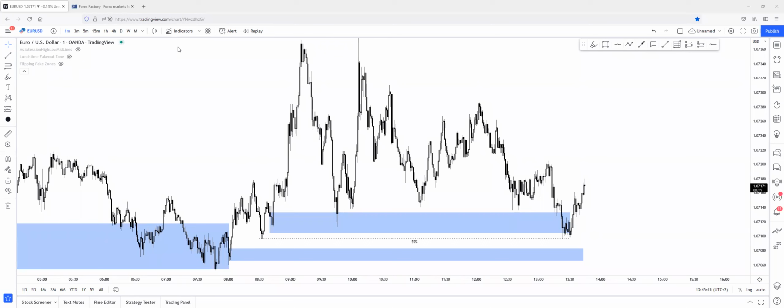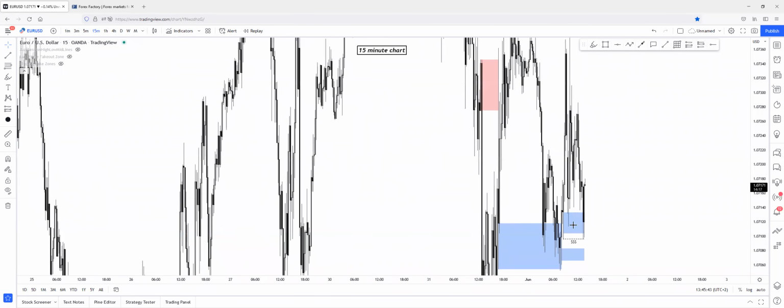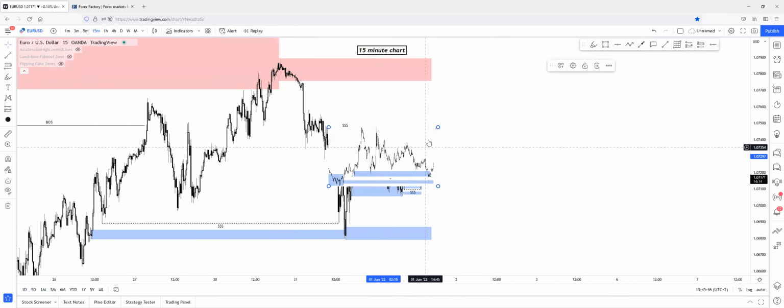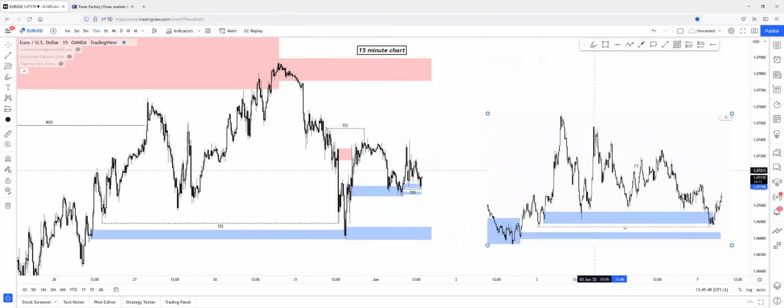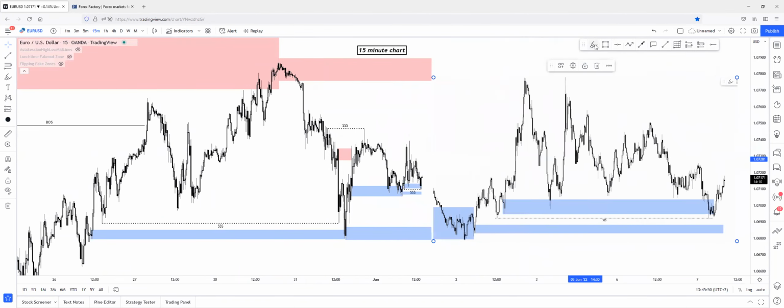Like this. Switch to the 50-minute chart. Take a look at this. And take a look at this. 1-minute chart, 50-minute chart. The exact same thing that happened. Flip zone. Where's the flip zone? Here's the flip zone. Supply.